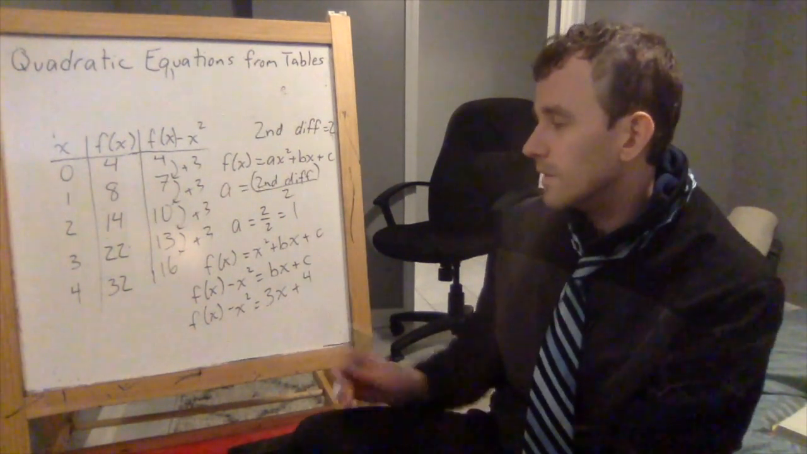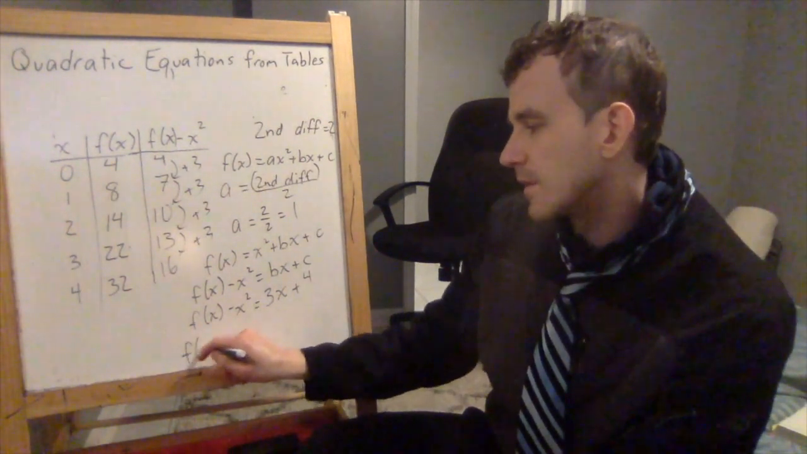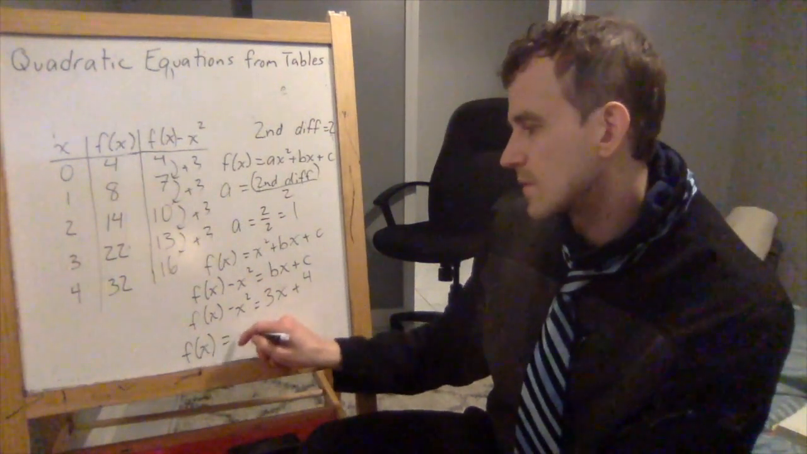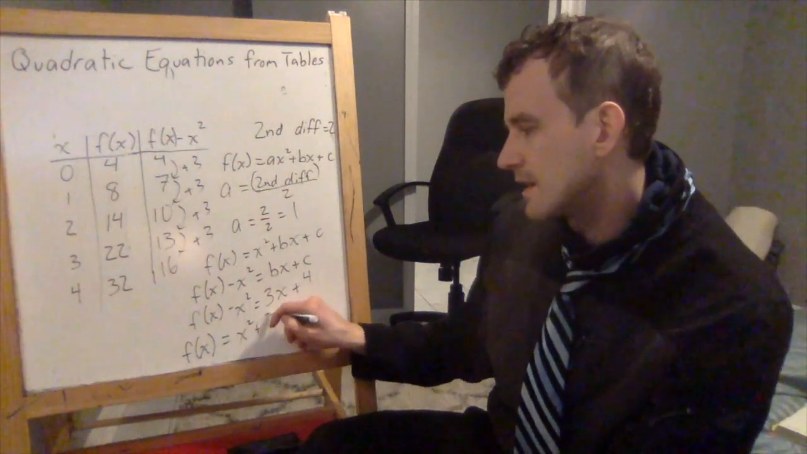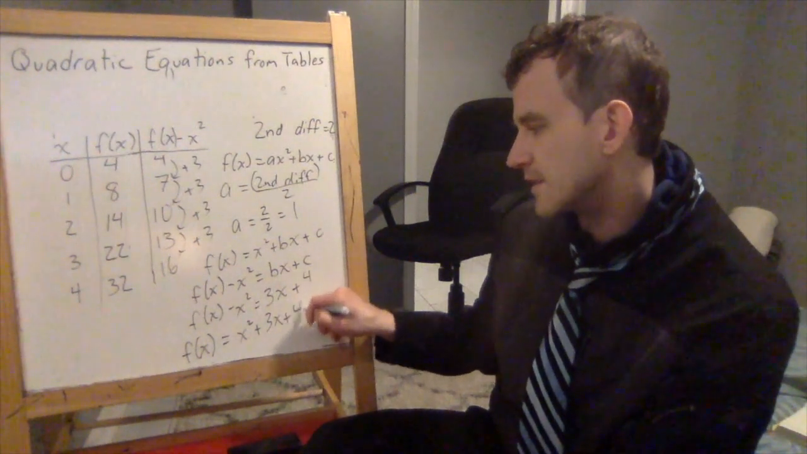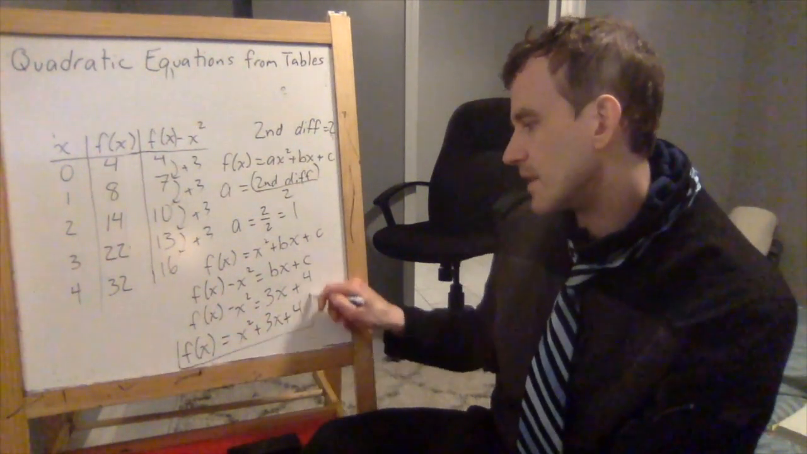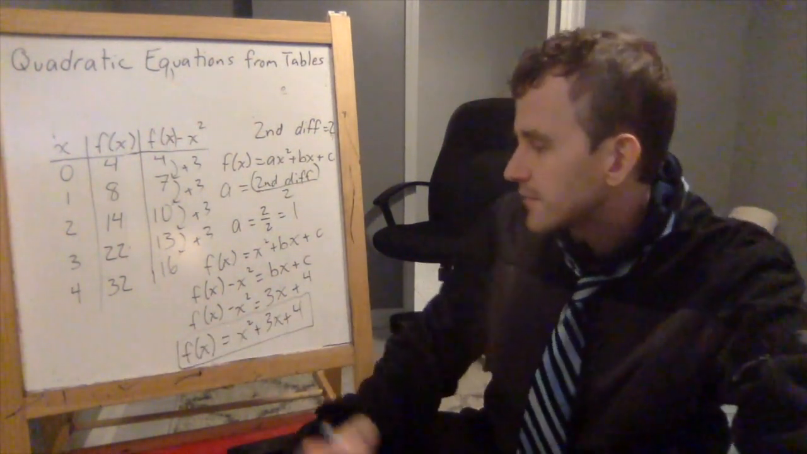So then we figure out that our overall equation for this function, move the x squared minus x squared back to the other side, our original function, the equation is x squared plus 3x plus 4. We can double check.